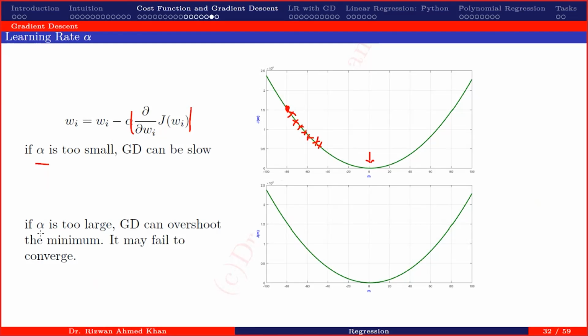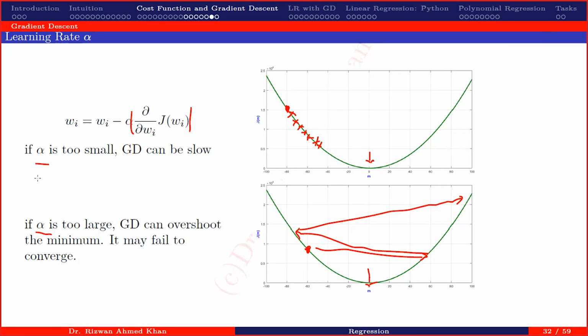But let's say you take alpha too large, what would happen? If the algorithm is over here, after one step it could jump over here. Then next iteration, it could jump over here. Next iteration, it could jump over here. So it totally misses the global minima. So if you take alpha very large, it might happen that the algorithm doesn't converge or it diverges. So this is very bad.